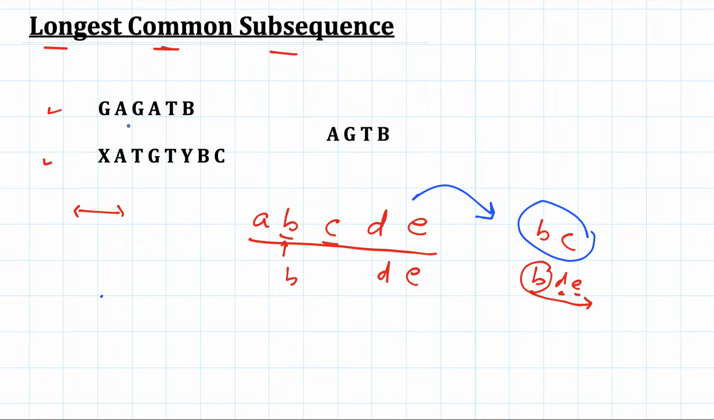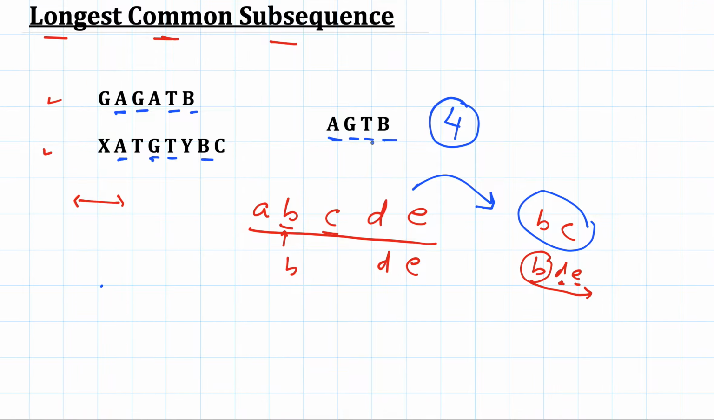So let's find out what is the longest common subsequence of these two strings. Here A is present in both, then G, then T, then B. So this is the longest common subsequence of these two strings, of length 4.